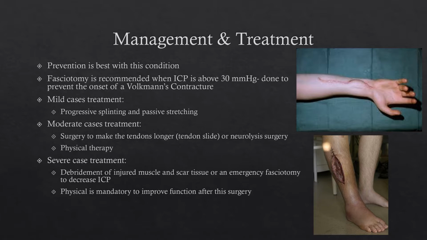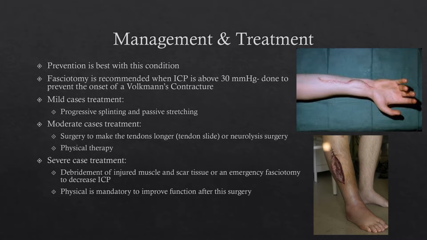Management and treatment. Prevention is best with this condition. A fasciotomy is recommended when ICP is above 30. This is done to prevent the onset of a Volkmann's contracture. In mild cases, you can get away with just progressive splinting and passive stretching. In moderate cases, they do surgery to make the tendons longer to prevent the contraction, and then physical therapy. And in severe cases, debridement of injured muscle and scar tissue, or an emergency fasciotomy to decrease the ICP.